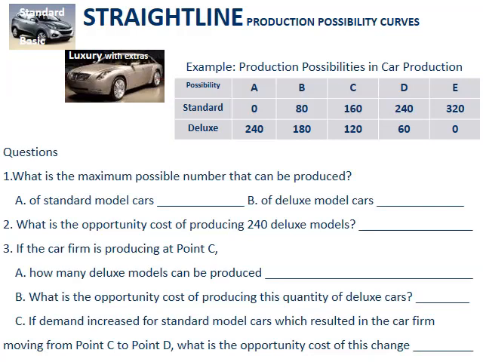If demand increased for standard model cars, which resulted in the car firm moving from point C to point D, what is the opportunity cost of this change? Moving from C to D, you gained another 80 standard model cars, but to do that you have to transfer some of your resources away from deluxe model production. So you're going to give up 60 deluxe model vehicles in order to get another 80 standard model ones.